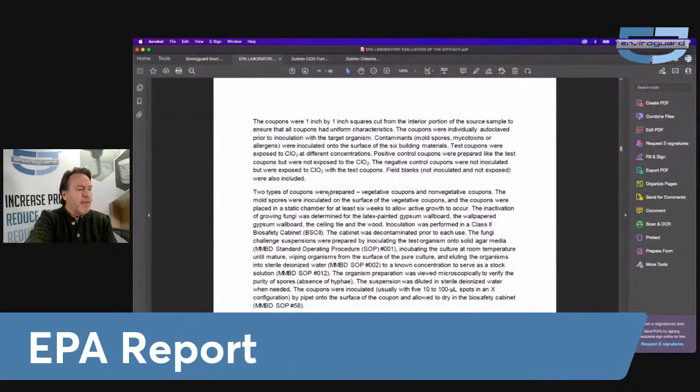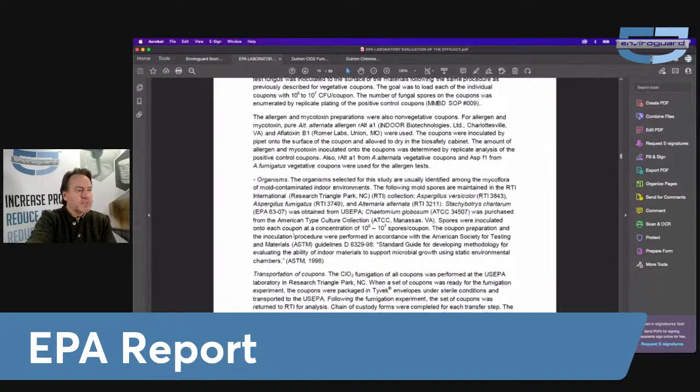One other thing, there are these things referred to as coupons. The coupons are simply 1 inch by 1 inch flat test samples, and they are prepared as vegetative, meaning there is actual vegetative growth on those surfaces, or non-vegetative, which refers to just the spores themselves. So keep in mind that we're going to be looking at both non-vegetative and vegetative sampling, and we're going to be looking at those results together.